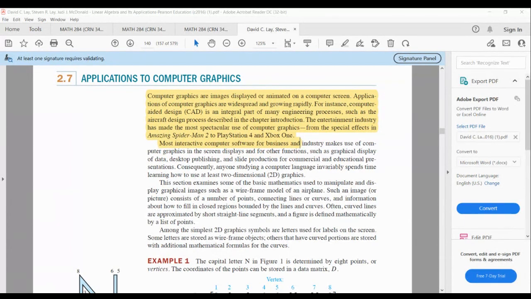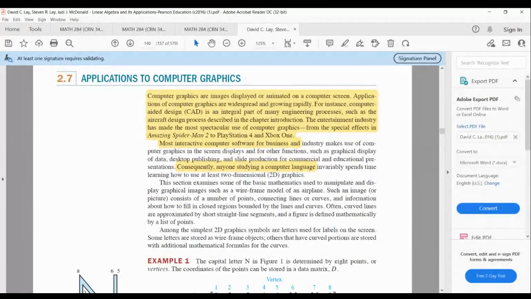Most interactive computer software for business and industry makes use of computer graphics in screen displays and for other functions, such as graphical display of data, desktop publishing, and slide production. Consequently, anyone studying a computer language would need to be familiar with 2D graphics.